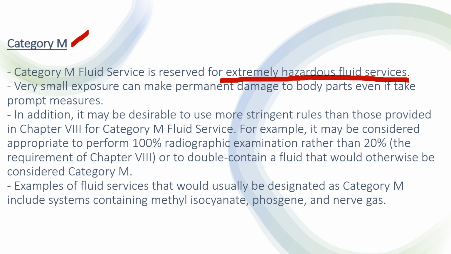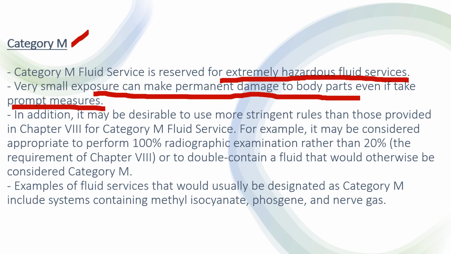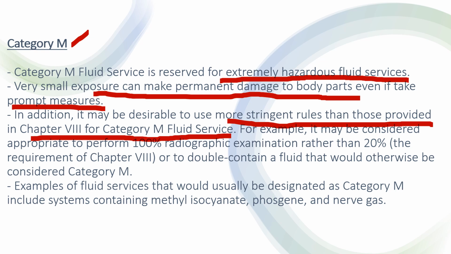Okay, so very small exposure can make permanent damage to the body parts even if you take prompt measures. That means if the chemical or the fluid which flows inside the pipe leaks during operation, commissioning, or maintenance times, then it can permanently damage the body parts. In addition, it may be desirable to use more stringent rules than those provided in chapter 8 for category M fluid service. Okay, whatever requirement is given in chapter 8, you need to go beyond that.